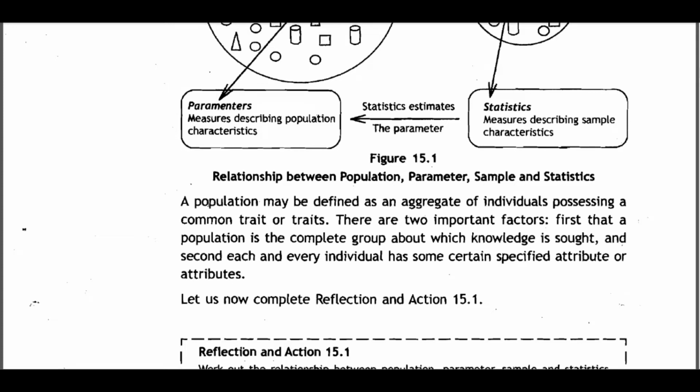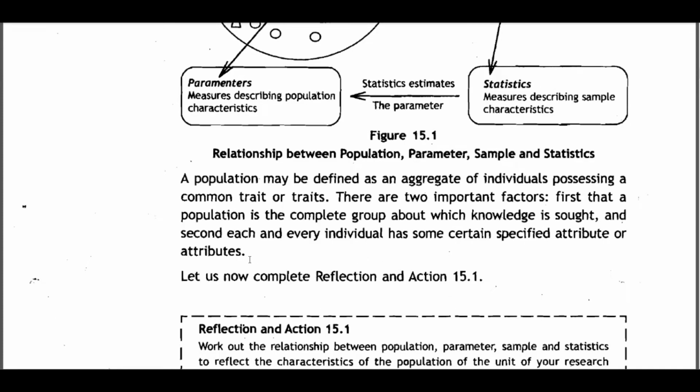A population may be defined as an aggregate of individuals possessing common traits. There are two important factors. First, a population is the complete group about which knowledge is sought. And second, each and every individual has some certain specific attribute or attributes.